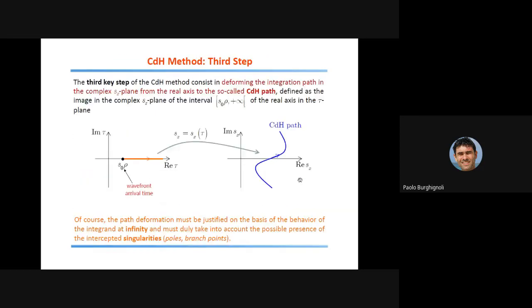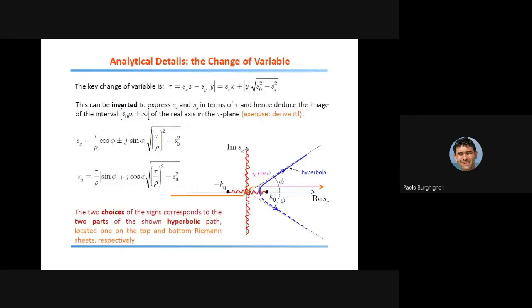So we will now explore a little bit closer this relation between the new variable tau and the old variable Sx, which is explicitly given by tau equals Sx times x plus absolute value of y times the square root of S0 squared minus Sx squared. This relation can be inverted, and you can express both Sx and Sy in terms of the new variable tau.